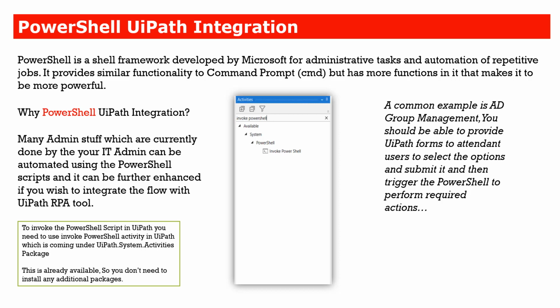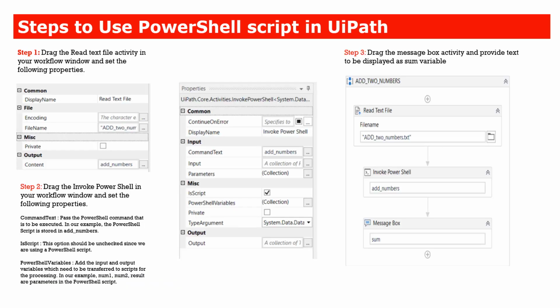So how PowerShell can be integrated with the UiPath? That's the agenda we have. So for PowerShell to be executed inside the UiPath, all you need to do is you need to invoke the PowerShell, right? This comes under the system, so you don't need to install or manage any package. This is already available, right? So you don't need to perform any additional configuration. And once you invoke the PowerShell, you will see couple of options. So basically 3 steps need to be followed, right?